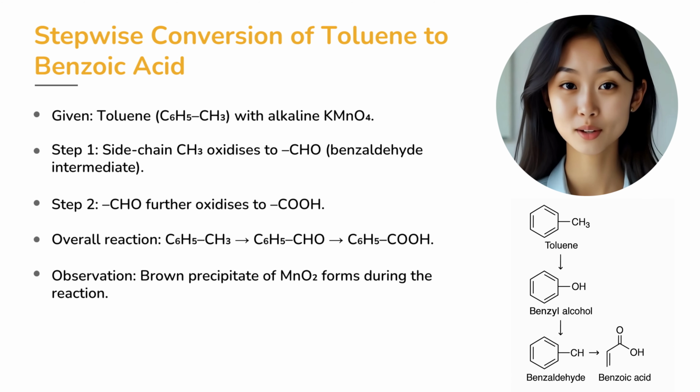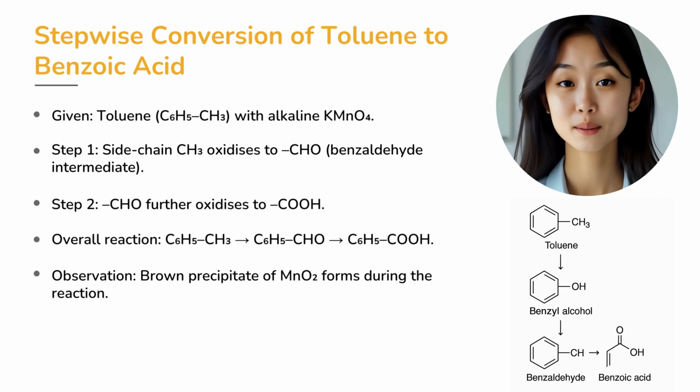Let's walk through a stepwise example, the oxidation of toluene. Toluene, C6H5CH3, first oxidizes to benzyl alcohol, C6H5CH2OH. This then oxidizes further to benzaldehyde, C6H5CHO. Finally, the aldehyde is oxidized to benzoic acid, C6H5COOH. All of this happens under strong oxidizing conditions such as alkaline potassium permanganate.